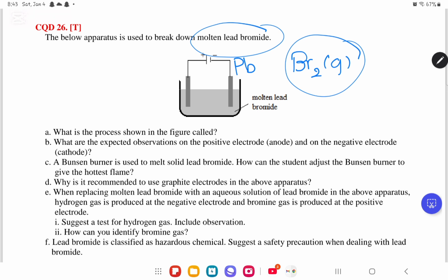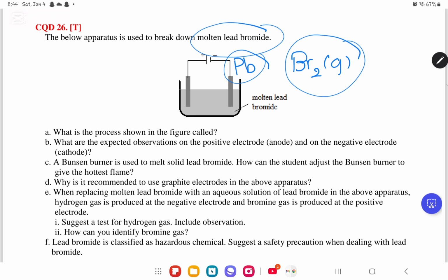And at the negative electrode, which is the cathode, there will be a silvery substance, which is lead. Now, a Bunsen burner is used to melt solid lead bromide. How can the student adjust the Bunsen burner to give the hottest flame? This is something we took last year, the first section. We need to open the air hole.